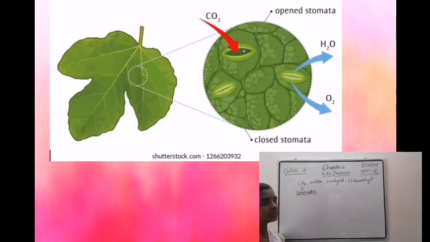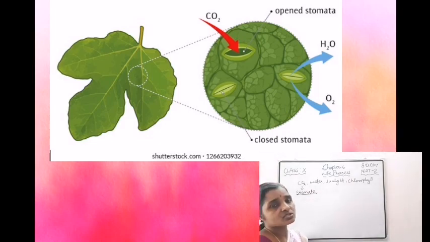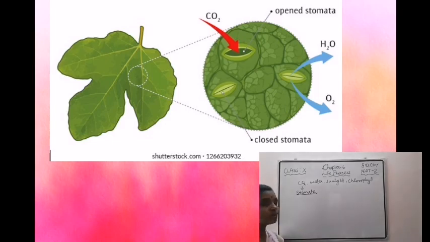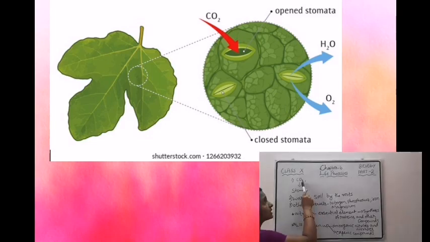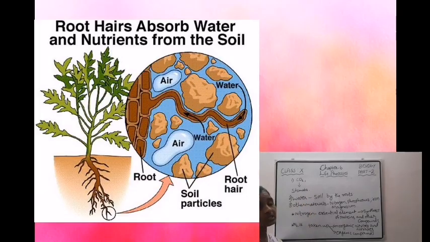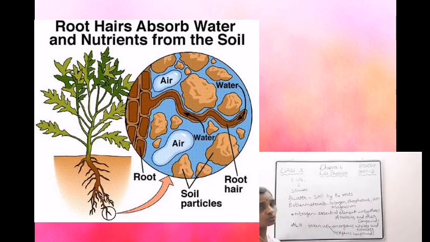I already told that stomata are present on the surface of the leaves. Both the upper surface and lower surface have stomata, but the lower surface has a greater number of stomata than the upper surface. The upper surface has fewer stomata. So carbon dioxide is absorbed through the stomata. Then water. From where is water absorbed? Water is absorbed from the soil by the roots.